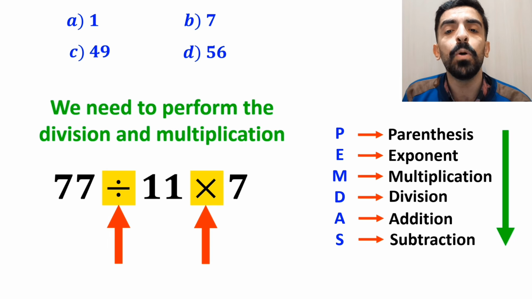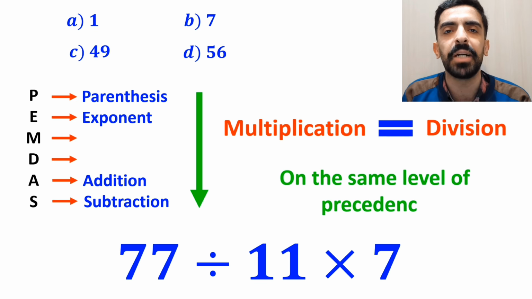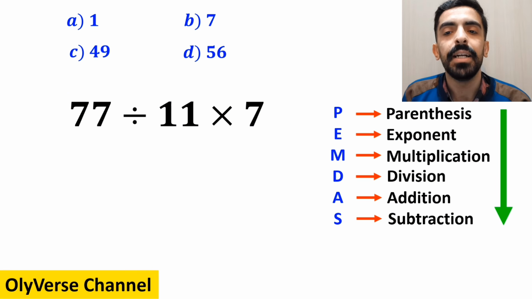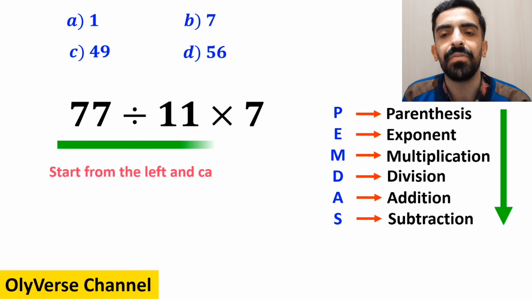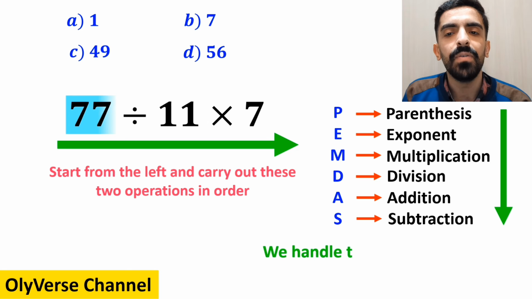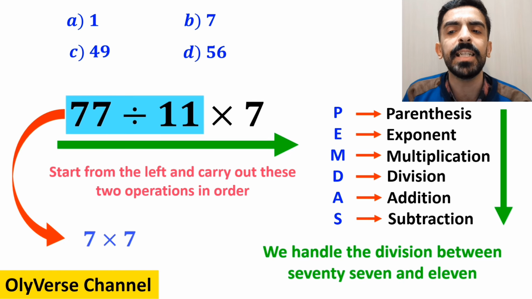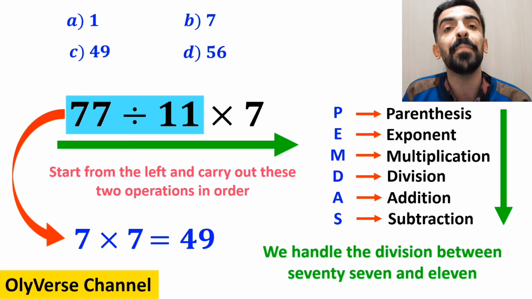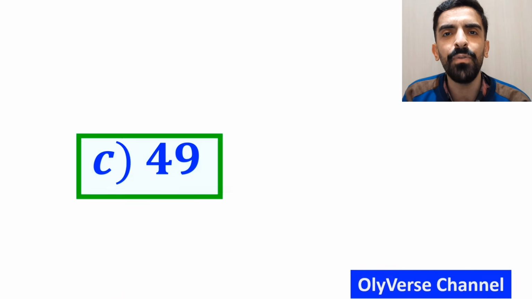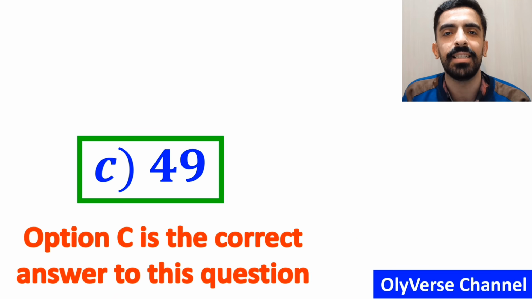However, it's very important to keep in mind that multiplication and division are on the same level of precedence. In this case, the best approach is to start from the left and carry out these two operations in order. So, first we handle the division between 77 and 11, which simplifies this expression to 7 multiplied by 7. And finally, the answer becomes 49. Therefore, option C is the correct answer to this question.